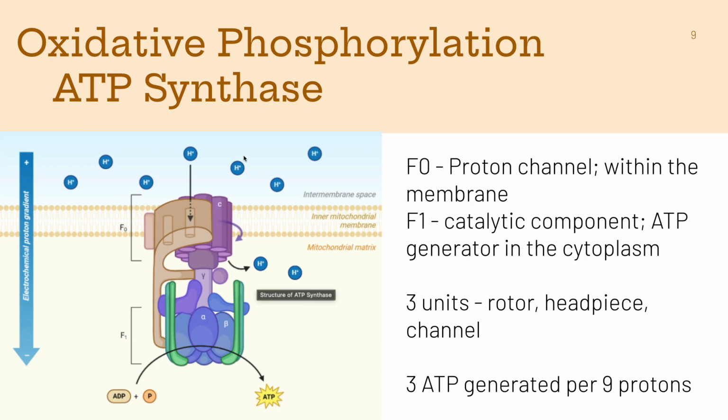Okay, so all in all, to quickly summarize this process, we are going to gain 3 more ATP for every 9 protons that come through this ATP synthase process, and ultimately it'll increase our net count.